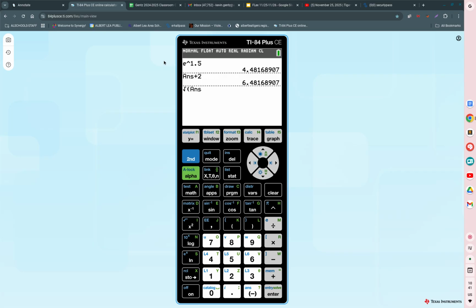It automatically puts in the 6.48168907. That is slick. I press enter, and that way it reduces the amount of typing I have. I have less chance to make a mistake. So I got plus or minus 2.545.